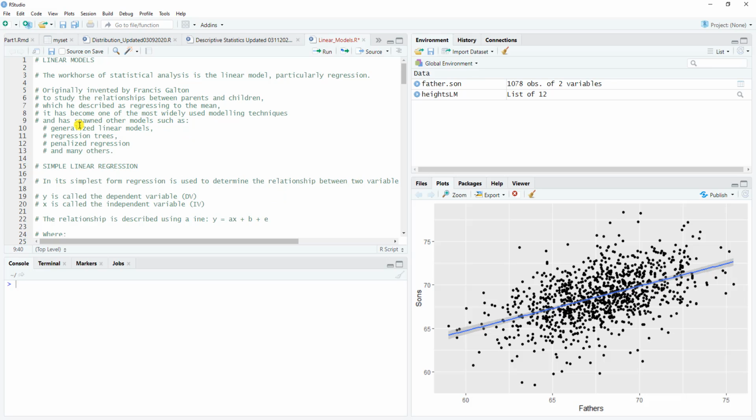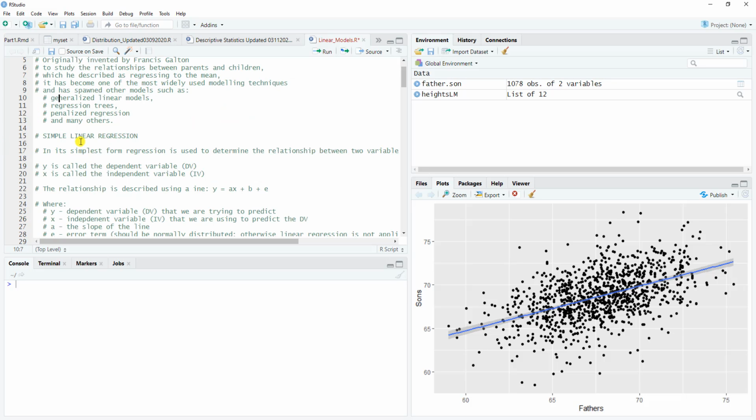So over the years, all kinds of techniques derived from regression have been developed. For example, generalized linear models, regression trees, penalized regression, and many others. They all share similarities with regression modeling, and typically all those techniques fall under the umbrella of linear models. Jumping forward a little bit, the reason we're saying linear models is that a line, just like this one, is used to approximate a relationship between two or more variables. So that's what it is.